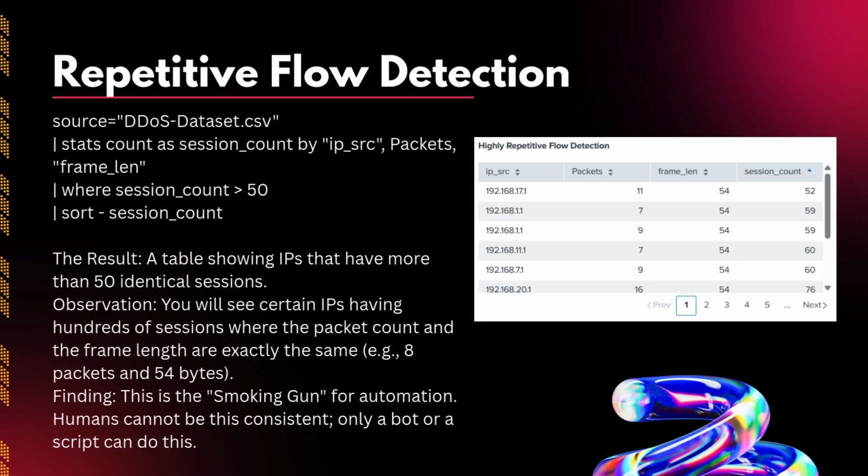Lastly is repetitive flow detection, or what we also call the script catcher. We look for any IP that sends the exact same packet count and frame length more than 50 times. A normal user won't do the same thing 50 times in a row. When the session count is high, we are very sure it's a script. We use this query for our alerting logic. If any IP hits this threshold, Splunk will trigger an alarm so we can kick that bot out of the network immediately.